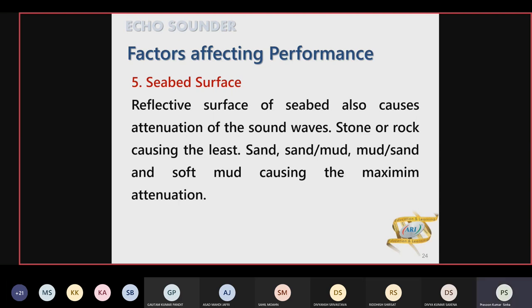Harder the surface, better is the reflection. So rocky bottoms sounding will be better. If it is muddy water or sand, then there will be poor reflection.